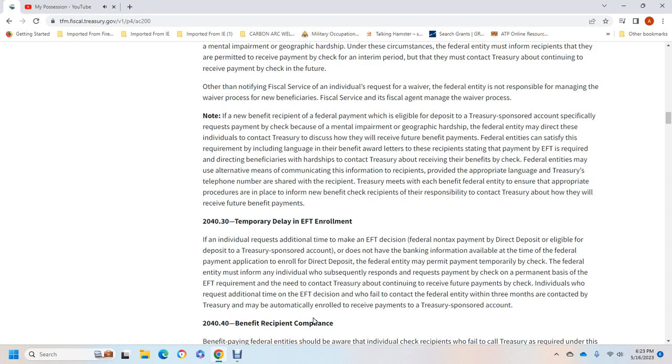The federal entity must inform the individual that to subsequently request payment by check on a permanent basis, since the electronic funds transfer requirement applies, they need to contact the Treasury about continuing to receive future payments by check. Individuals who request additional time with the electronic funds transfer decision and fail to contact the federal entity within 3 months may be automatically enrolled to receive the payment to the Treasury sponsored account.